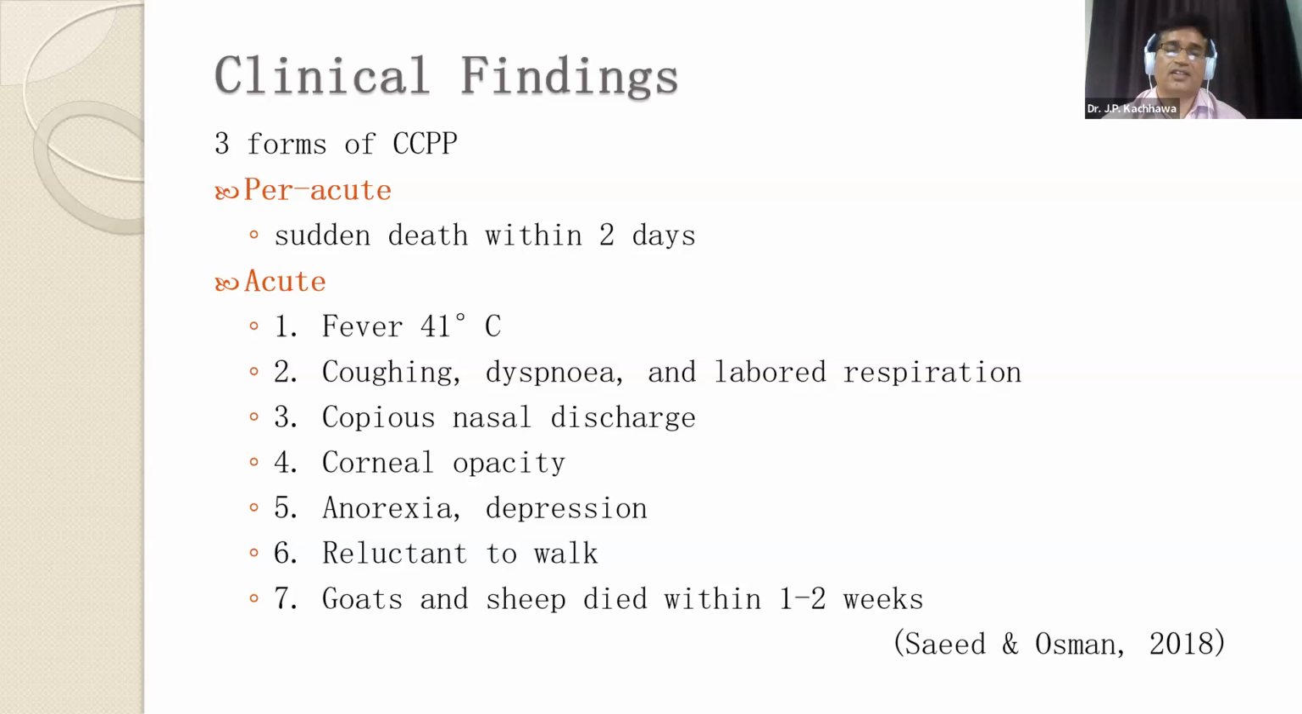The clinical findings we can broadly categorize in 3 forms. In the peracute form, there is sudden death of animals without showing many clinical signs, except some extent of dyspnea. But in the acute form, there will be high fever, coughing, dyspnea, labored breathing, excessive nasal discharges, from mucopurulent to purulent, corneal opacity, anorexia, depression, the animal is disinclined to move, and the animal may die within 1 to 2 weeks.